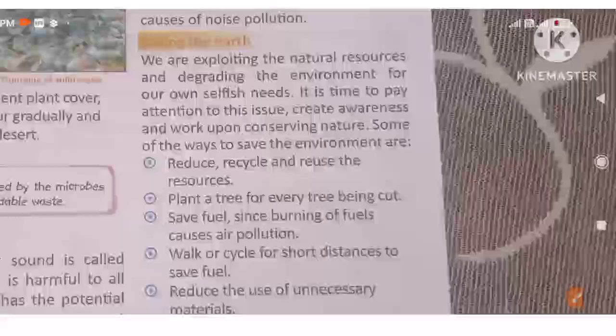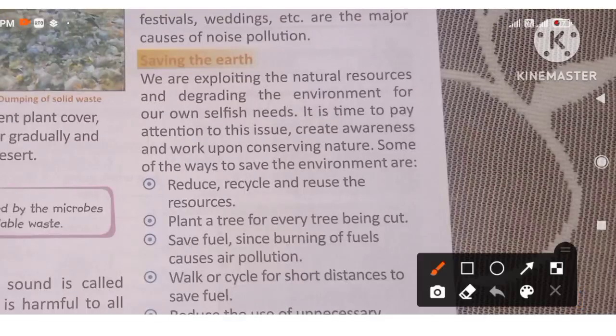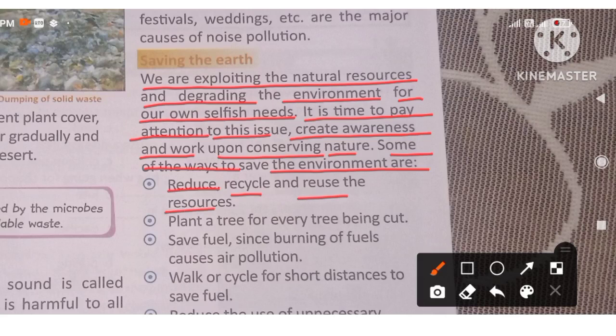In the next video, we will solve all the exercises, and I think after reading the chapter, you can solve the questions. Now start. We are exploiting the natural resources and degrading the environment for our own selfish needs. It is time to pay attention to this issue, create awareness and work upon conserving nature. Some of the ways to save the environment are reduce, recycle and reuse resources.